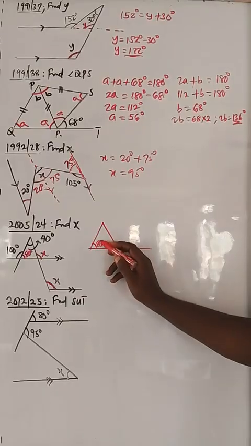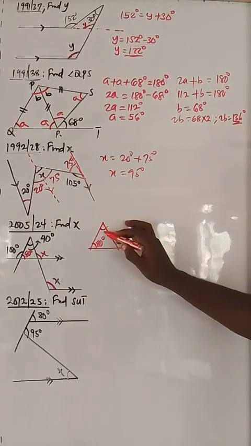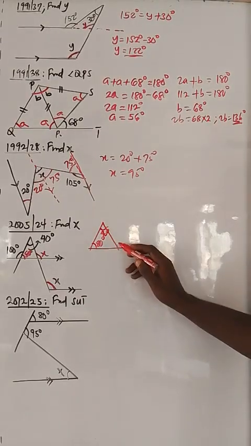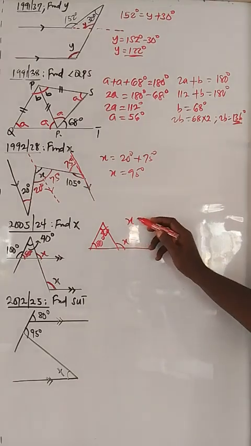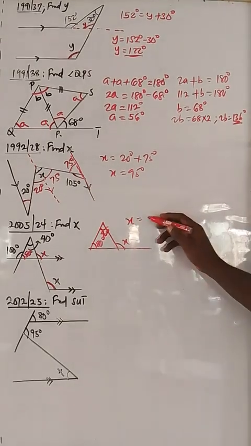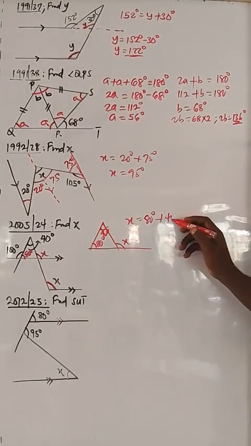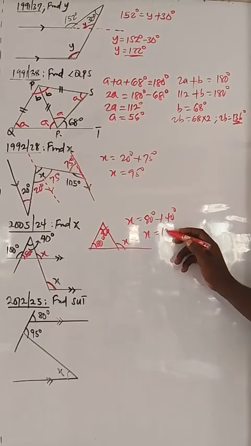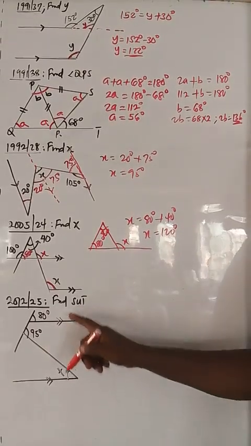So this is 80, this is 40, and this is x. Exterior angle equals the sum of opposite interior angles. So x equals 80 plus 40. So x equals 120. For this, we are looking for SUT.